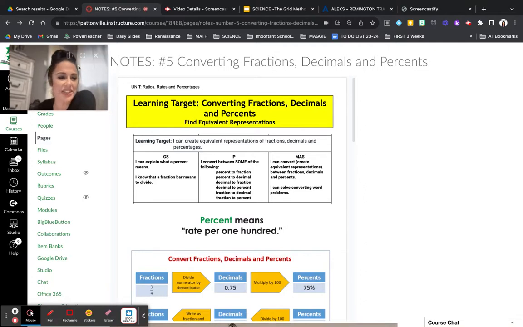Hi, guys. I'm actually going to go through and practice converting fractions, decimals, and percents with you. If you remember, we've already gone through how to do it with fractions and decimals because we've done our fractions and decimals unit already, right? Now we're just adding in the percent part.